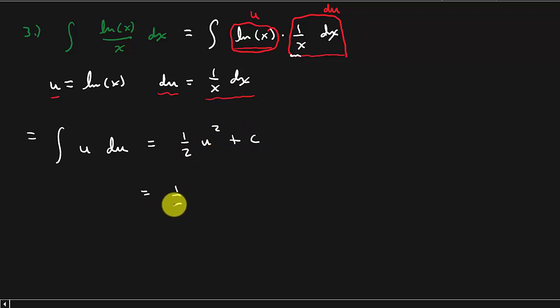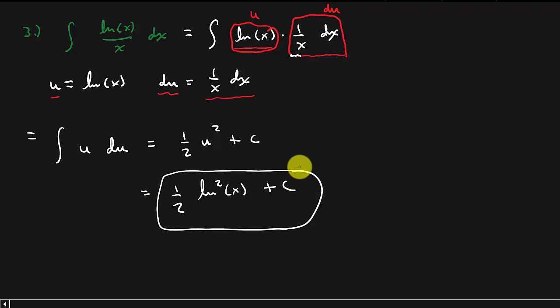And so this is going to be 1/2. Now in the place of u, I've got to plug in natural log x. So that's natural log x squared plus c. Now let me show you this. We can do this, natural log x squared. Do you remember the other way to write that? We can put the exponent right there. So just remember, natural log squared x is the same thing as natural log x squared. Okay, those mean the same thing.